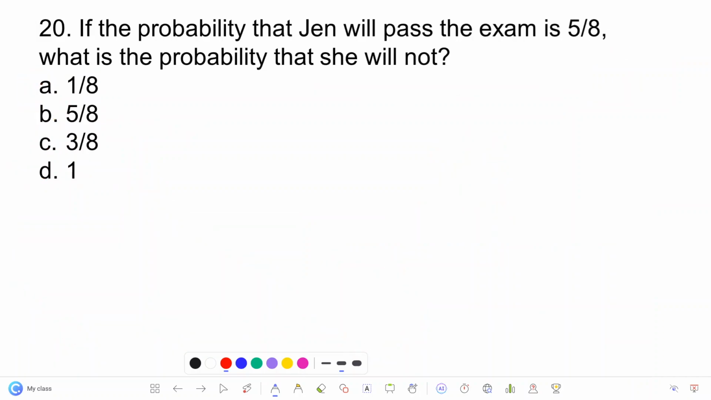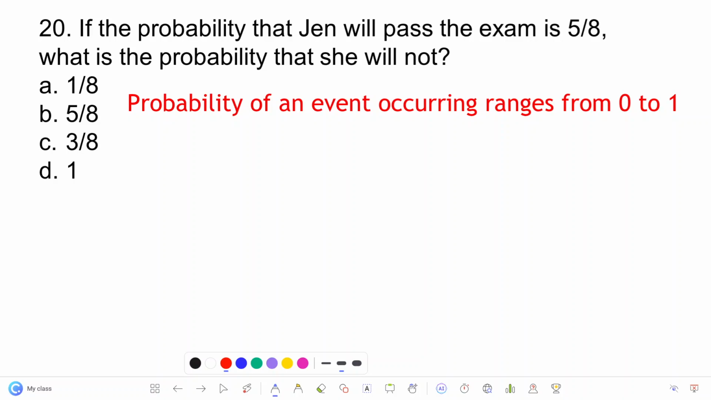Item number 20. If the probability that Jen will pass the exam is 5/8, what is the probability that she will not? Is it A, 1 over 8, B, 5 over 8, C, 3 over 8, and letter D, 1. Dito we have to remember that the probability of an event occurring ranges from 0 to 1. Ano ba ang probability ng isang bagay? It is from 0 to 1. If you are really certain na ang bagay ay mangyayari, this is 1 or this is 100%, kung sigurado ka.